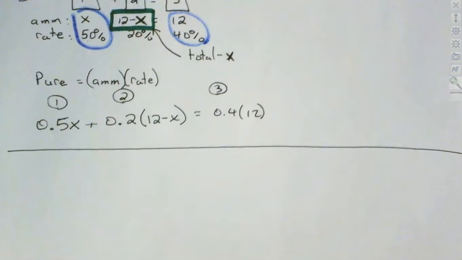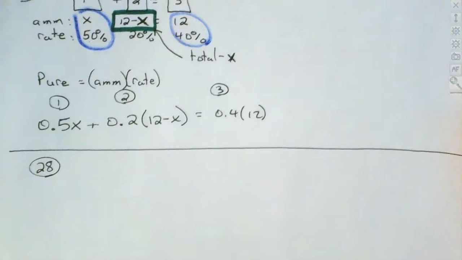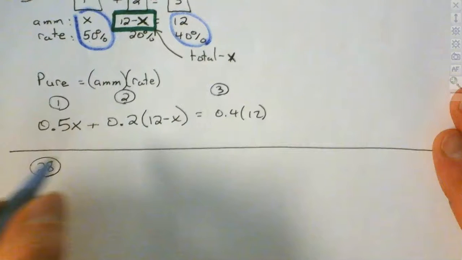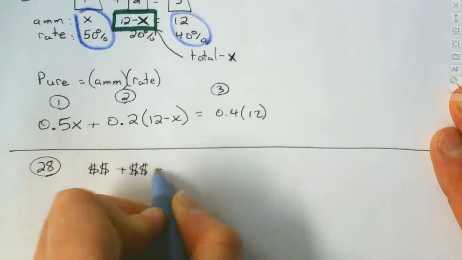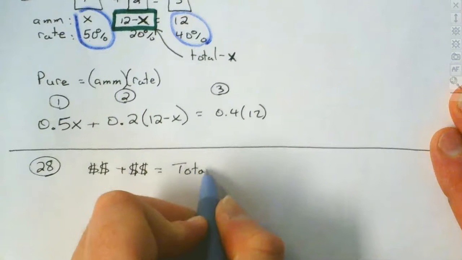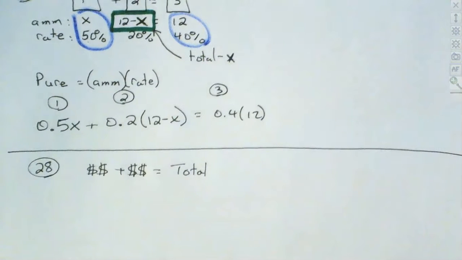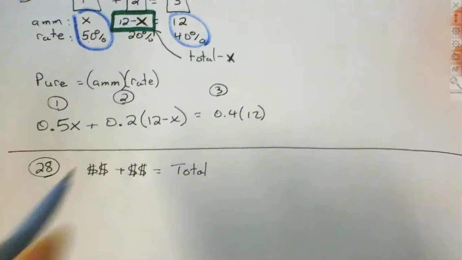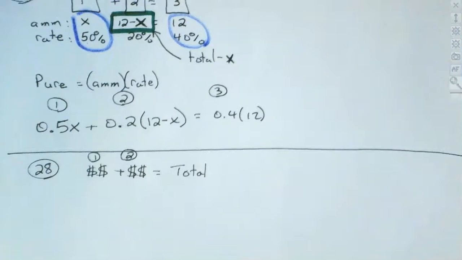Okay, so let's try mixing. Instead of chemicals, we're going to be mixing money in different funds, different accounts. So let's look now at 28. So this one's going to be very similar. It's just that instead of working with mixing chemicals, we're investing money. So this is going to be the total amount over here. So it's going to be set up the same way. 1, 2, and it gives you a total. So let's look at question 28.